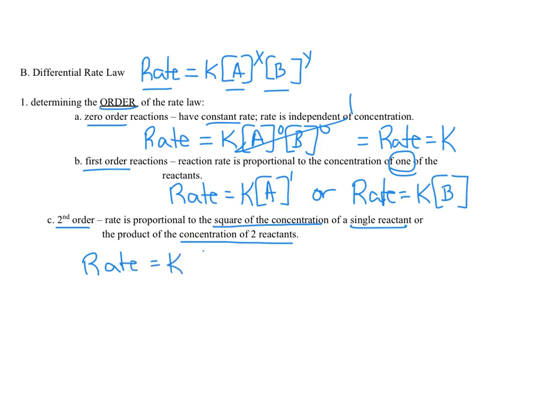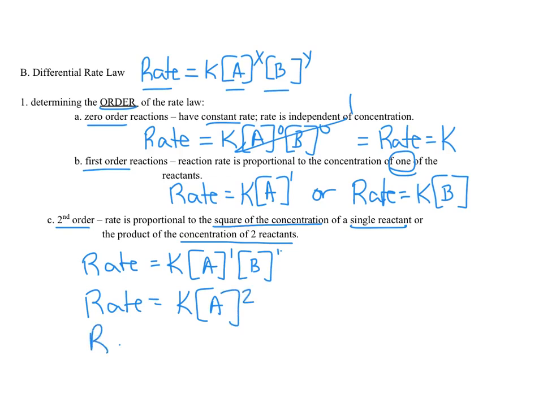Rate equals K times A to the first power, B to the first power. So if you notice, when we add those exponents together, they equal 2. Or we can have rate is equal to K times A squared, or rate is equal to K times B squared. So there's this square relationship between the concentrations and the rate of the reaction, how fast the reactants are getting used up, how fast the products are being formed. So we're going to have all of these different forms of equations.